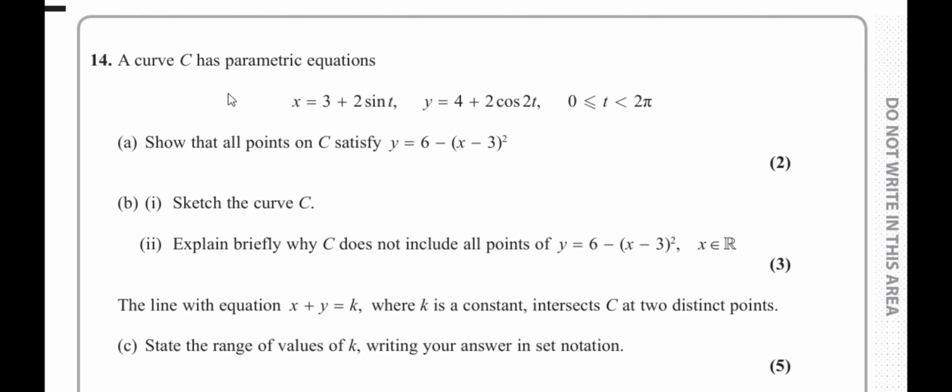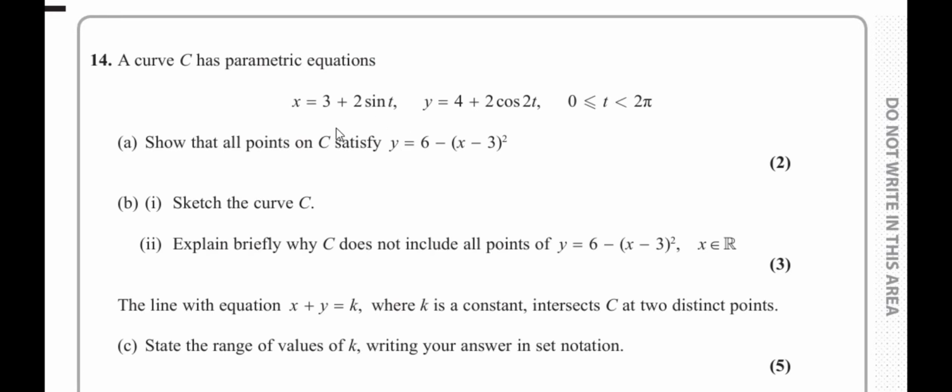Question 14. A curve C has parametric equations x is equal to 3 plus 2 sine t and y is equal to 4 plus 2 cos 2t, where t is between 0 and 2 pi, t being equal to or greater than 0. Show that all points on C satisfy y equals 6 minus (x minus 3) squared. So this is a classic case of parametric equations requiring you to convert that into a Cartesian equation, because y equals 6 minus (x minus 3) squared is a Cartesian equation.